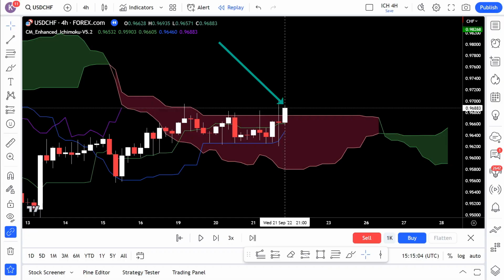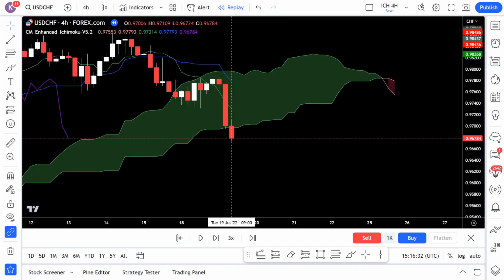Let's go back to the charts. I'll show you what I mean. This would be a valid signal. Last candle closed inside the cloud. Now price crossed and closed up above the cloud. Cloud is green, green moving average is above the blue, price is above both moving averages, and the purple is above this candle.